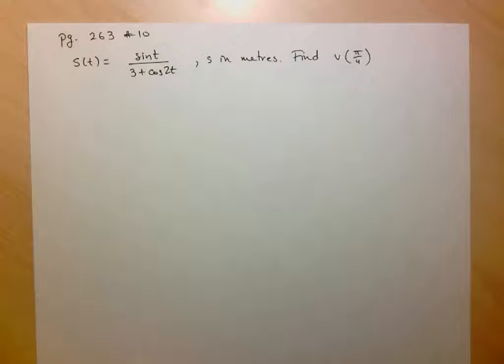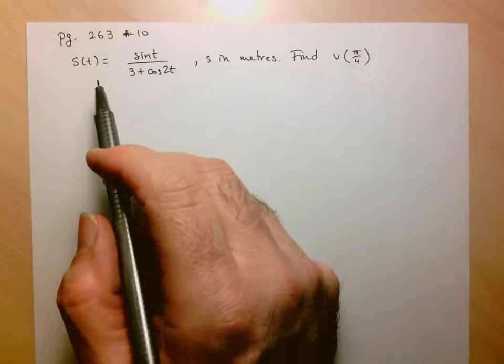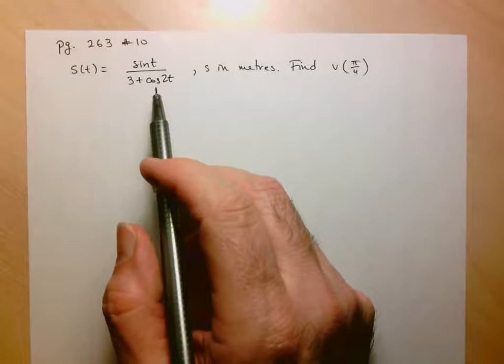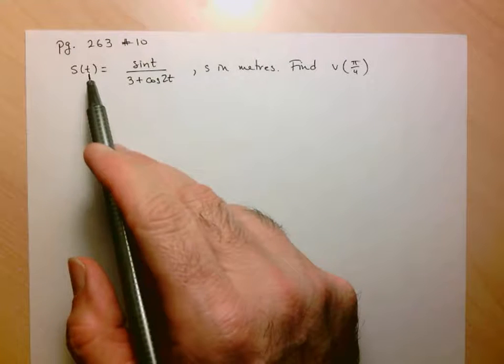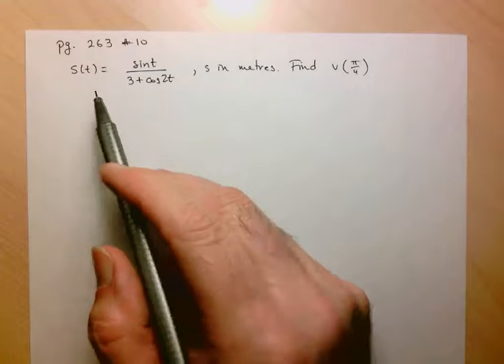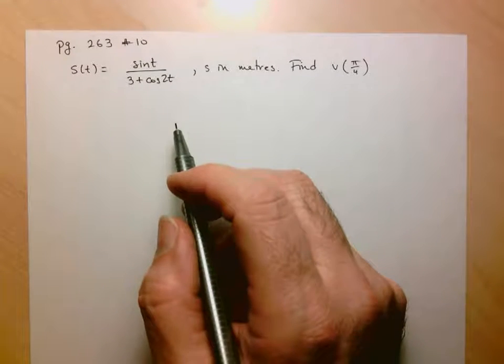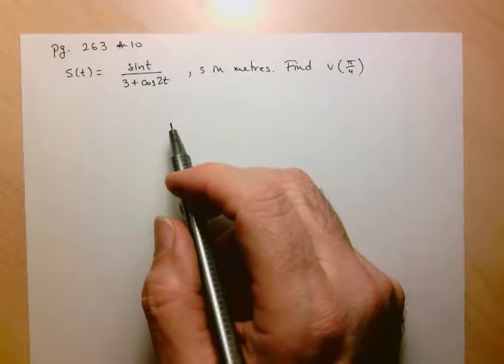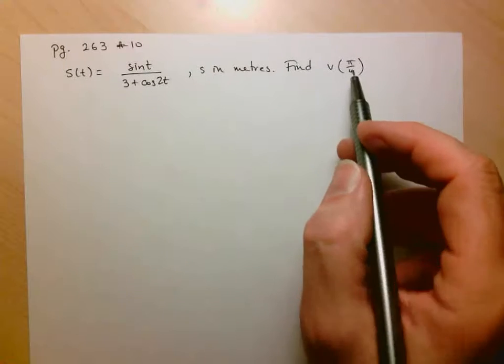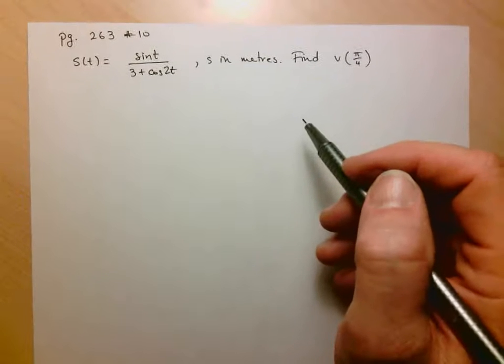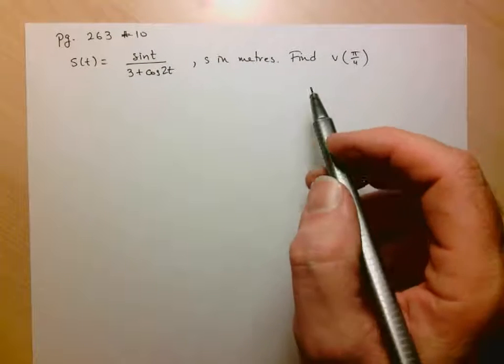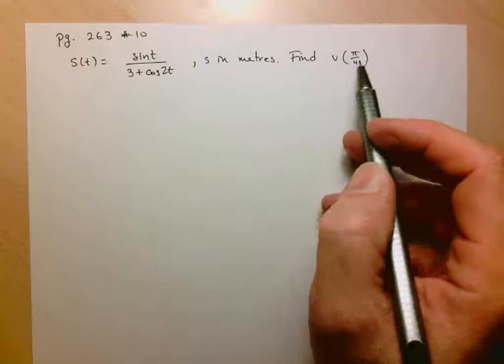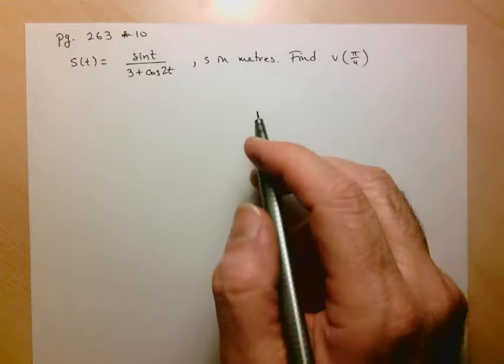Hi folks, we're going to take a look at the solution to number 10 on page 263. So they give us this position versus time function. Interestingly, they don't tell us what t's units are, but they tell us that s, the position, is in meters. And they're asking us to find the velocity at t equals pi over 4. So the first thing we have to do is find the velocity function. We can't input this pi over 4 until we actually have the velocity function.